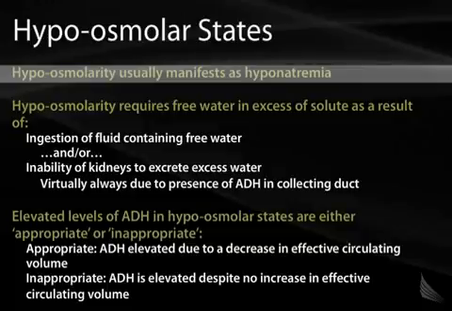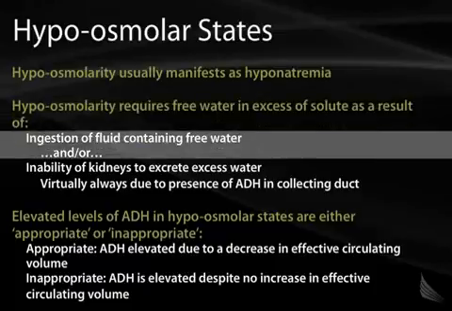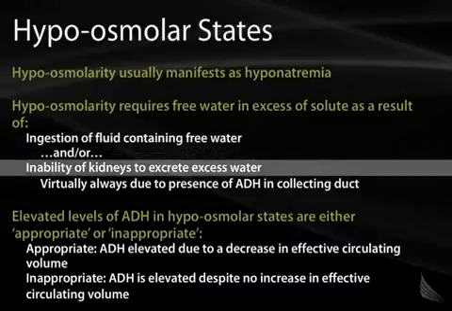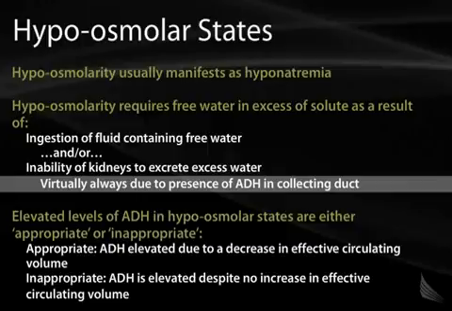Hypoosmolar states usually manifest by low serum sodium concentration. To become hypoosmolar and to become hyponatremic, this requires free water in excess of solute. There are two major ways that this can occur. There is ingestion of fluid containing free water, or the inability of the kidneys to excrete excess water. The inability of the kidneys to excrete excess water relies on the presence of ADH in the collecting duct.